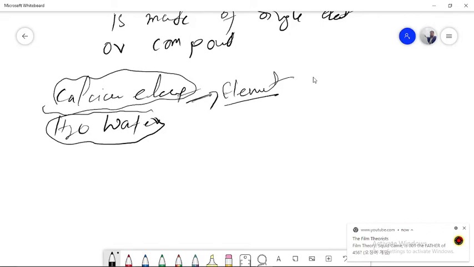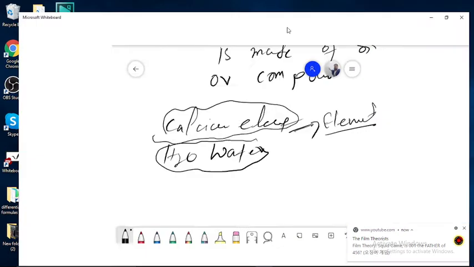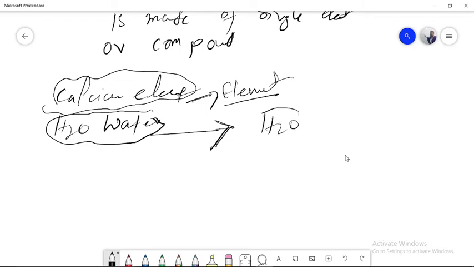And what is water? Water is also a pure substance, because it is a molecule. There is no other thing which is mixed with water. It is a chemical combination of hydrogen and oxygen. When two substances chemically combine, they form a pure substance, a compound or element. These are pure.